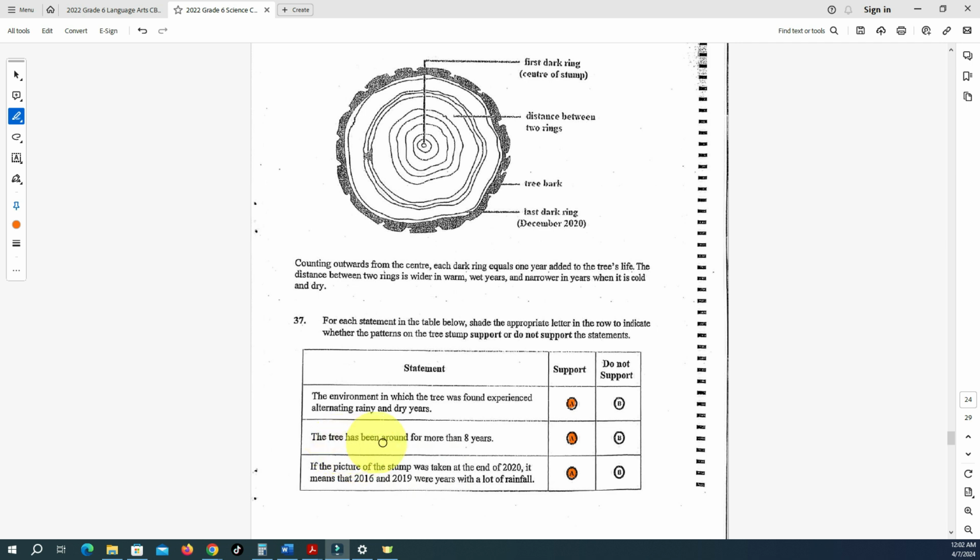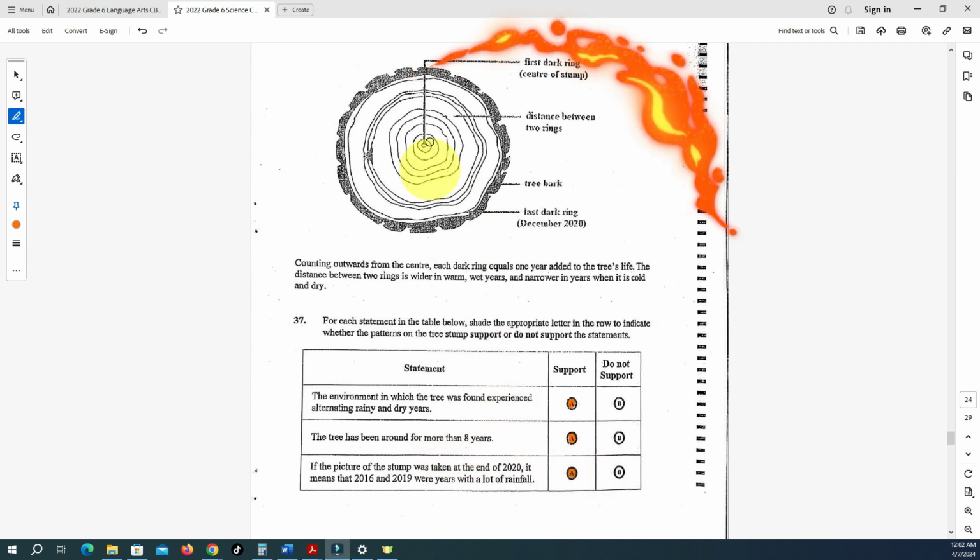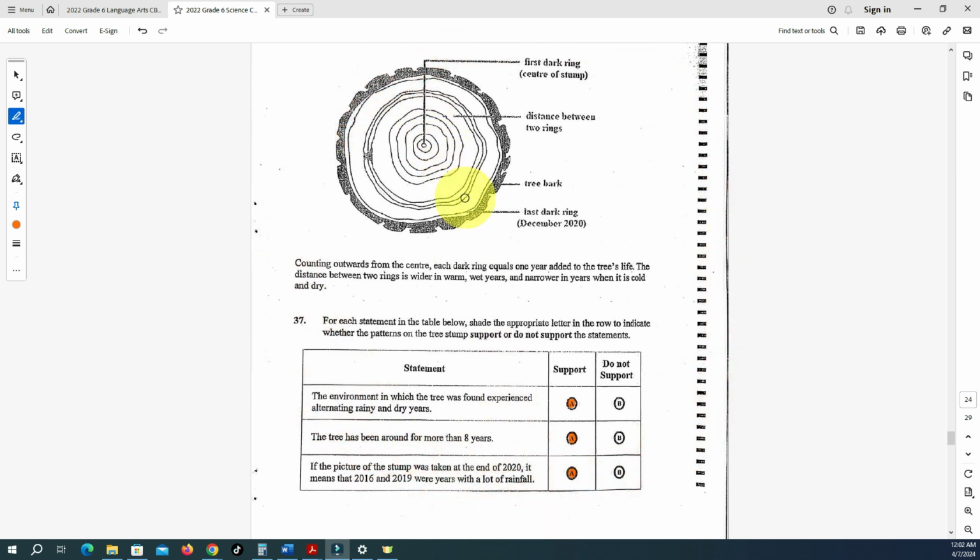All right, it says the tree has been around for more than 8 years. For you to know that, you need to count the rings, the dark rings, and how many dark rings we have. We have over 10. So that means that, and remember, each ring represents a year. So if it says it's over 8 years, it's correct.